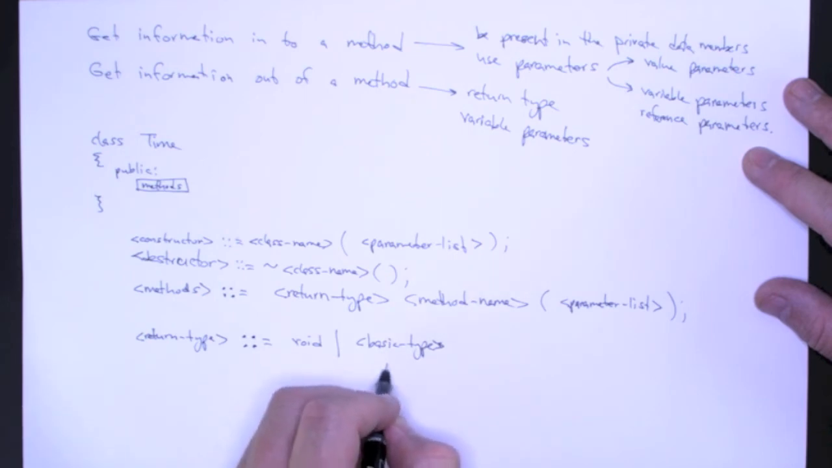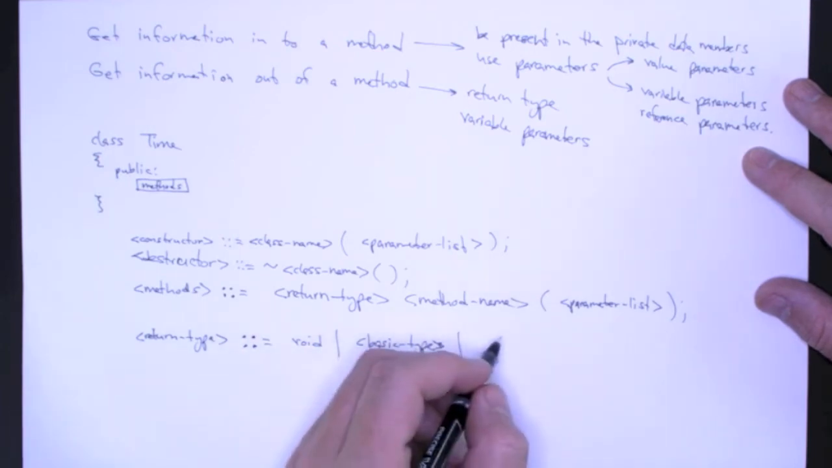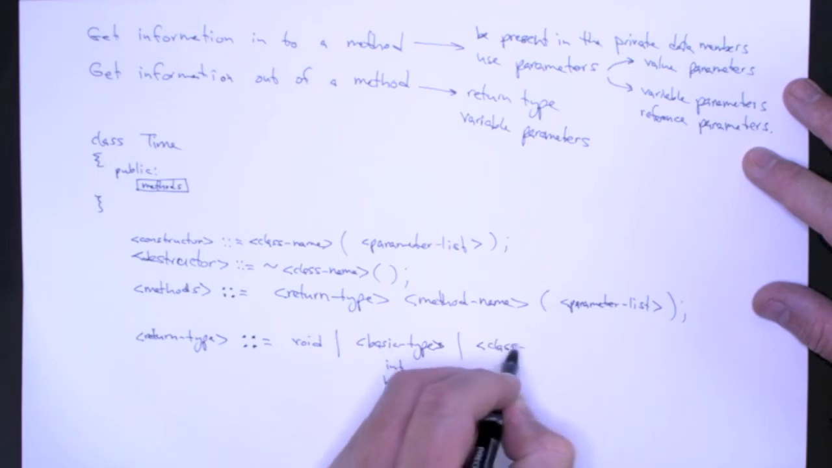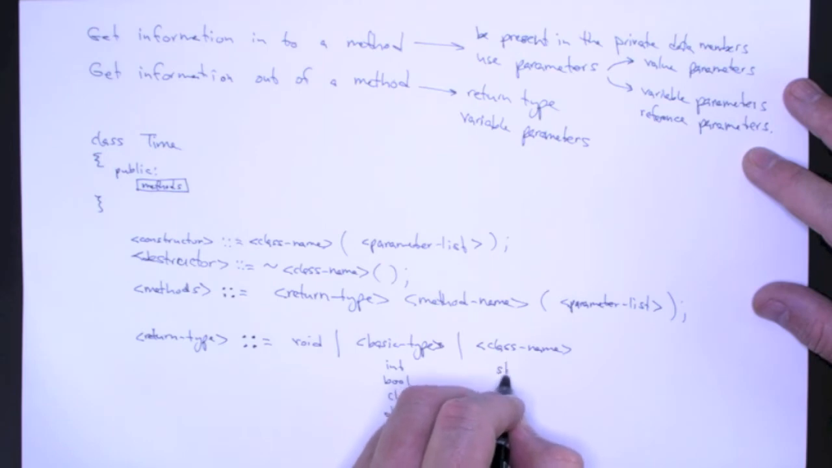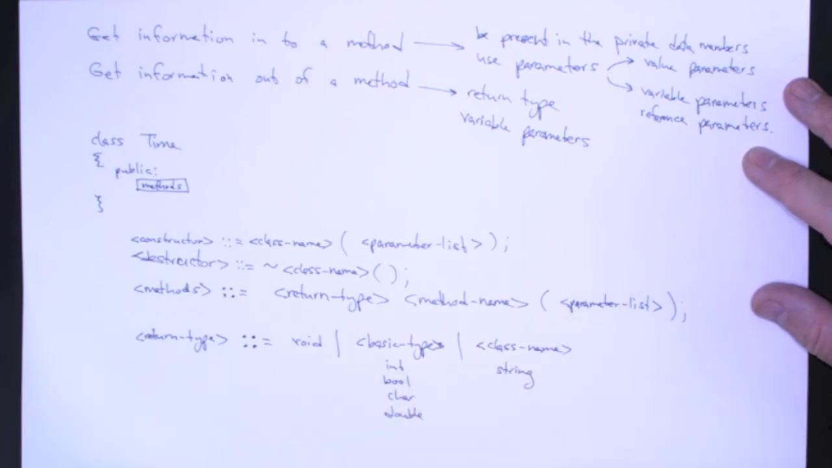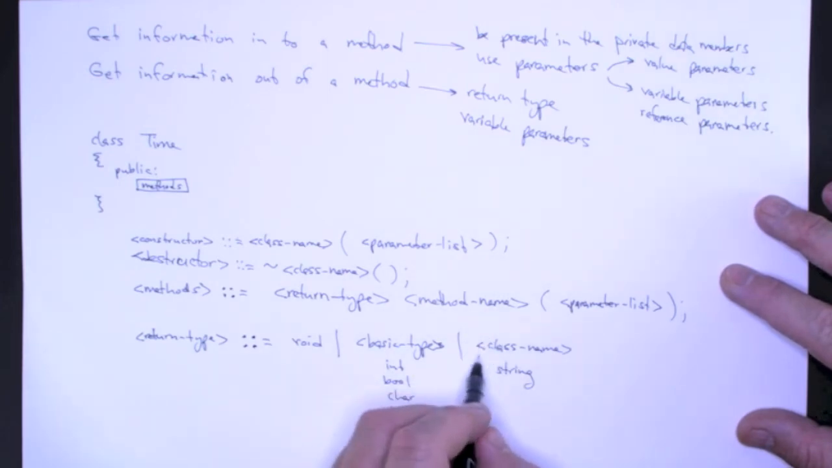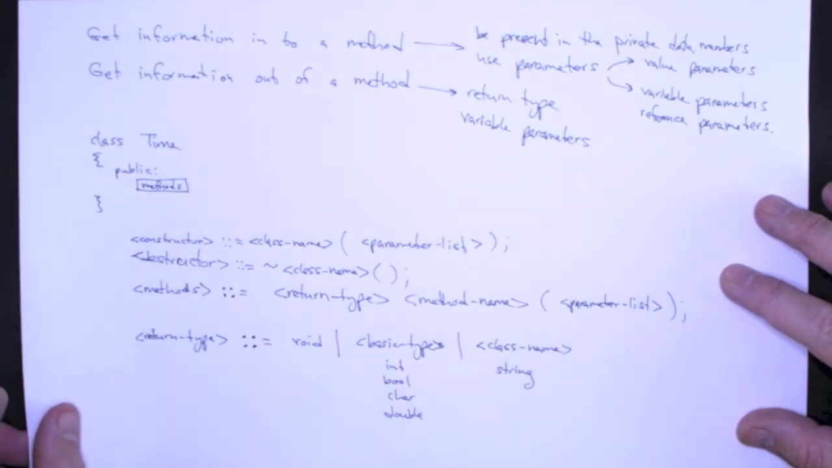So this could be something like int, bool, character, and double. Right? Or it could be some class that you've gotten from a library or that you've defined yourself. So the one that we know about is string. These are examples of possible return types. And as you start writing your own classes, you can certainly have methods return them.